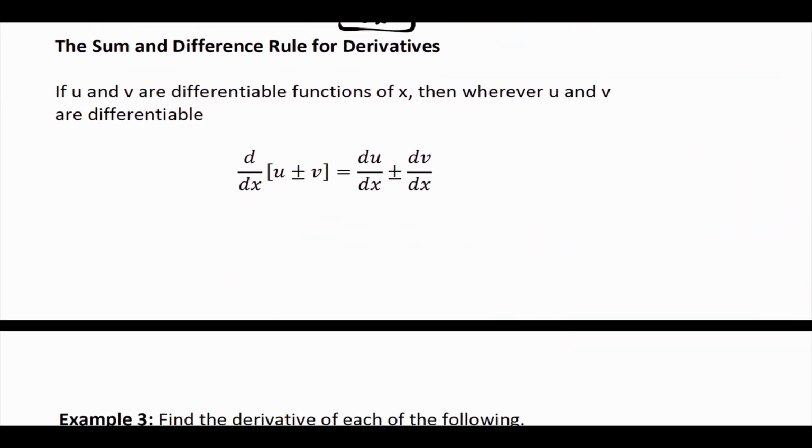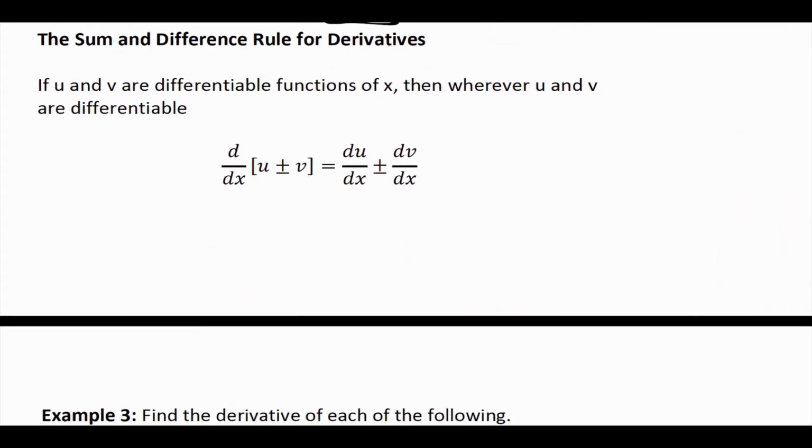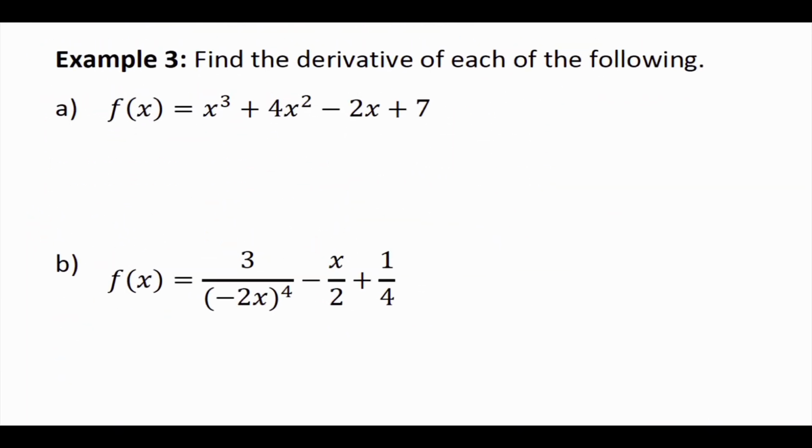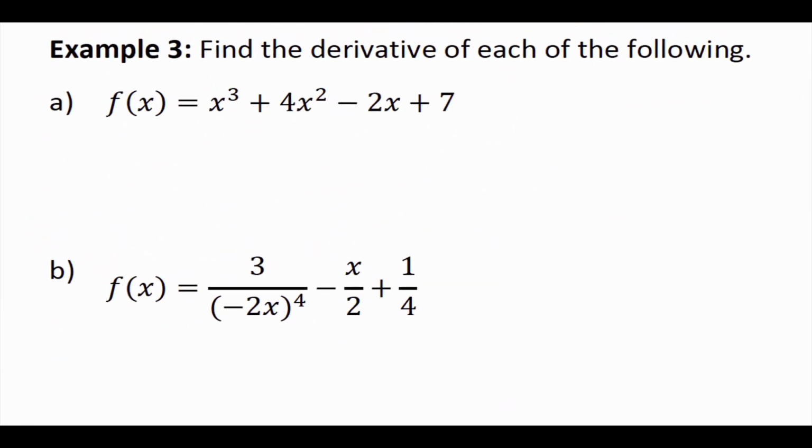Okay, another offshoot of the power rule is called the sum and difference rule, when we're adding things together. So it's using the power rule multiple times. That's all it is.